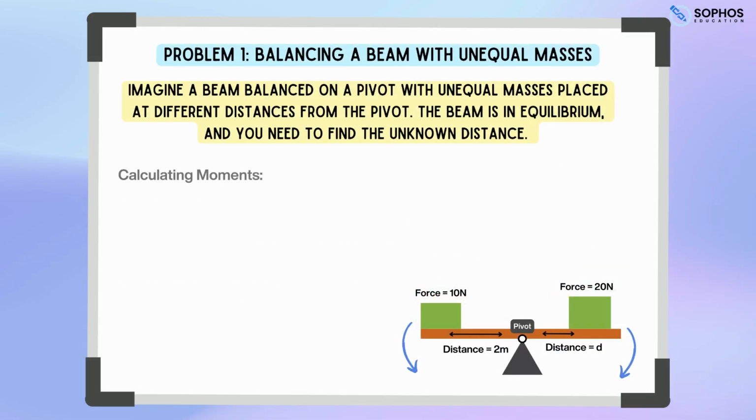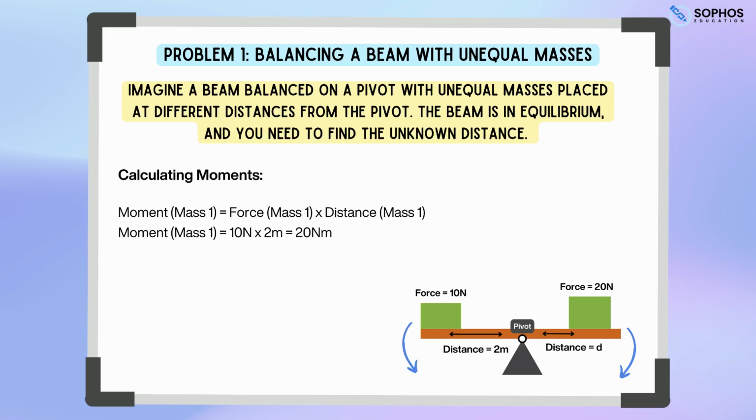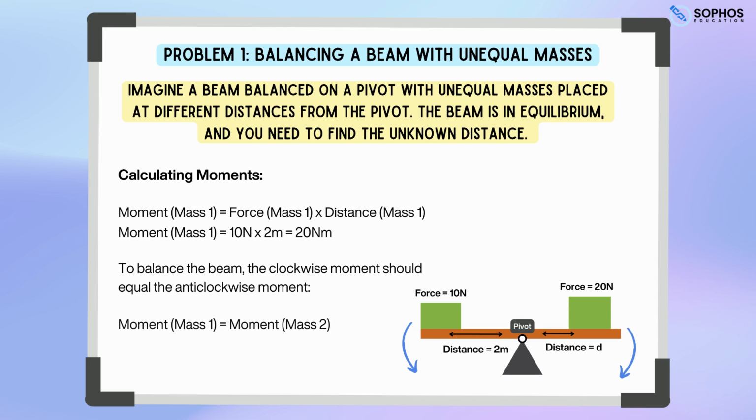Next, we need to calculate the moments. Starting with the moment of mass 1. We plug the numbers into our formula, giving us 10 times 2. Therefore, the moment is 20 newton meters. We know to balance the beam, the clockwise moment should equal the anti-clockwise moment. Therefore, the moment of mass 1 should equal the moment of mass 2, and as we have just calculated, the moment is 20 newton meters.